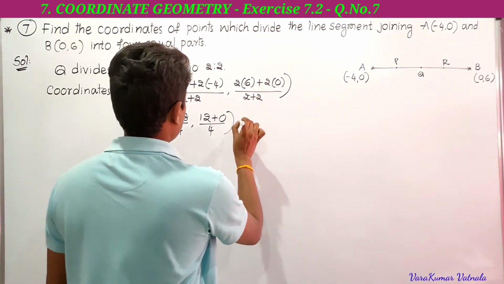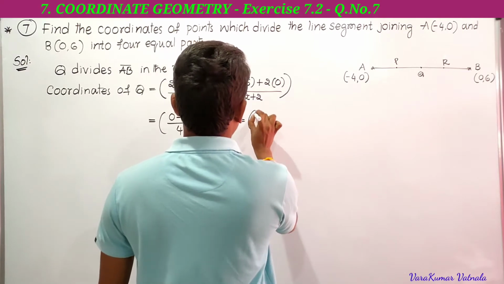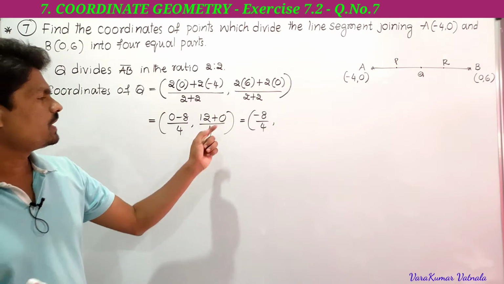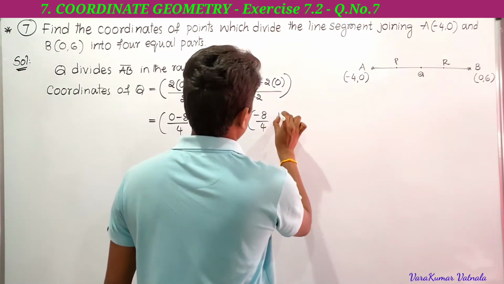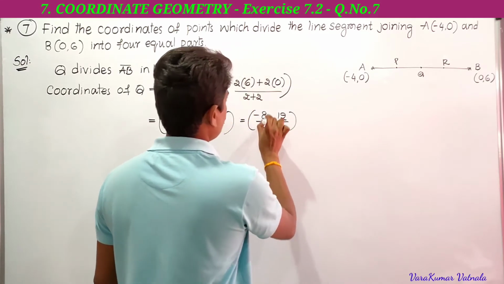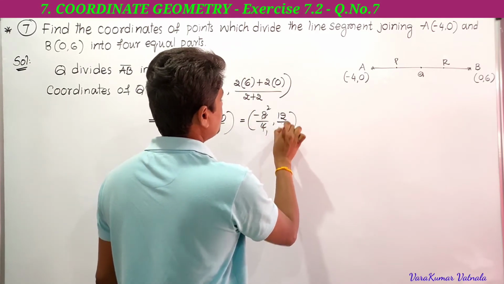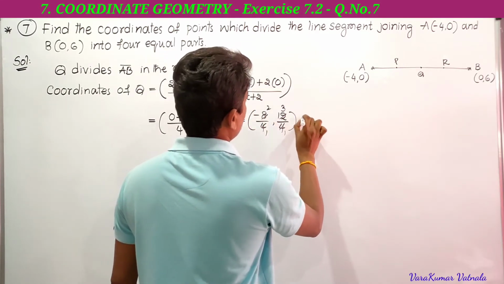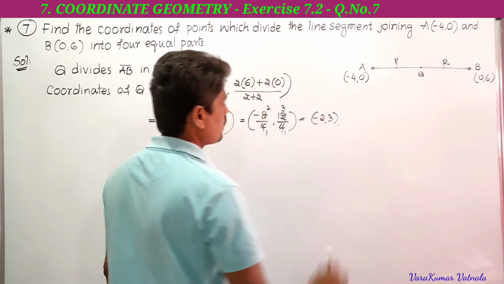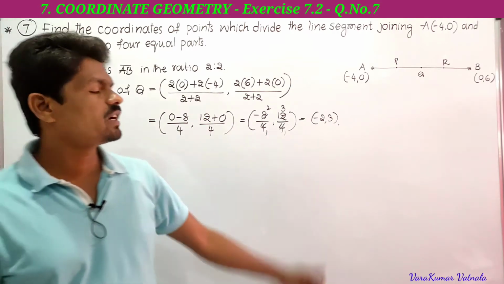So we can write it as 0 minus 8 is minus 8 by 4, 12 plus 0 is 12 by 4. So we can cancel: 4 ones are 4, 4 threes are 12. So it is minus 2 comma 3. So these are the coordinates of Q.